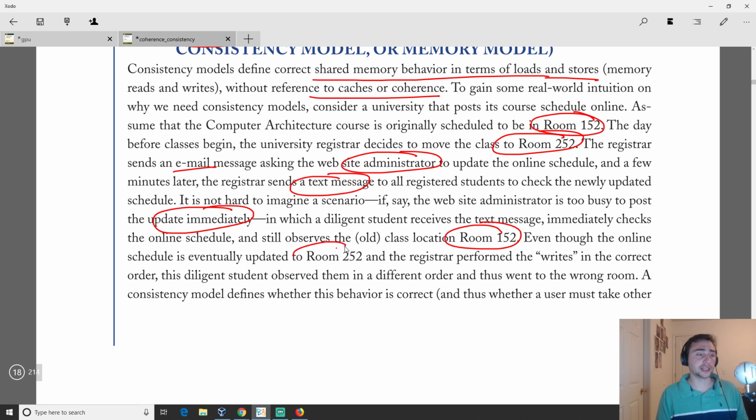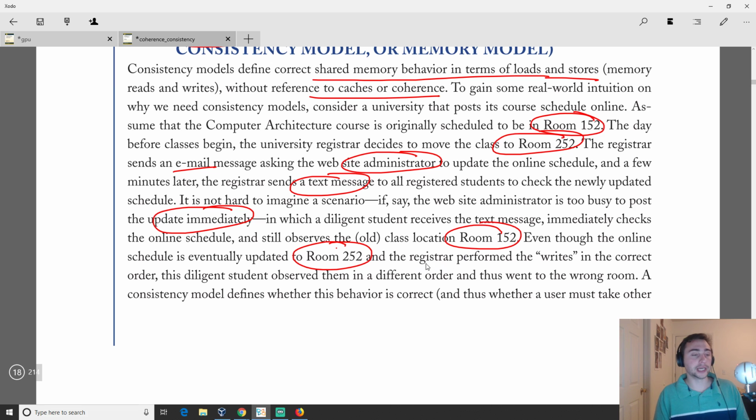So even though eventually the ordering that we're expecting would be, okay, here we've got the room change. We have to change the room number. Then we have to send a message to everybody. And then everybody reads the message and looks at the site. We see that we can get some out of order stuff going on here that leads to, if this was a CPU, we'd consider this a correctness problem. Some people are reading the incorrect value. They're reading room 152 when they should be reading room 252.